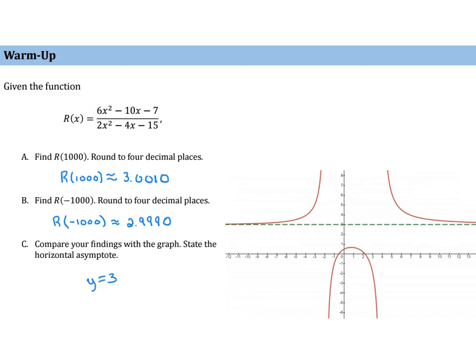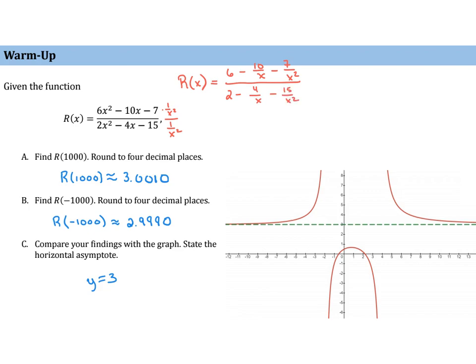One way to see this in a more rigorous way is we can multiply the numerator by 1 over x squared and the denominator by 1 over x squared. Then we would have 6 minus 10 over x minus 7 over x squared, and that would be over 2 minus 4 over x minus 15 over x squared.